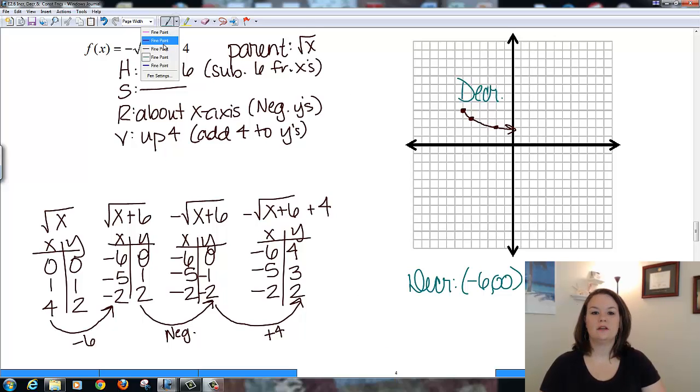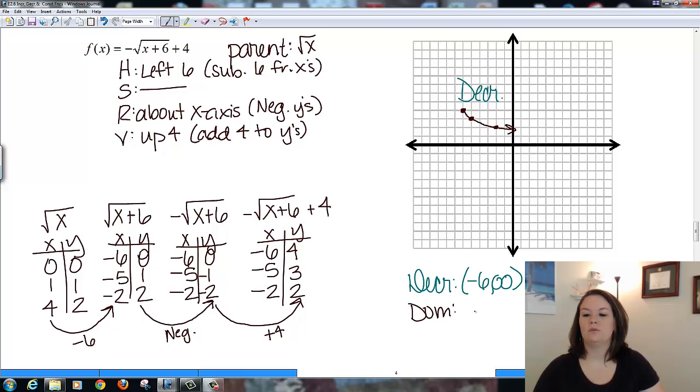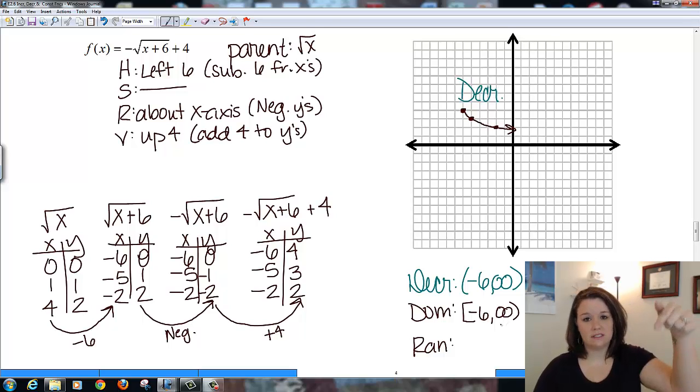Okay. And then I'm going to go ahead and find my domain and range. My domain, again here, it starts at negative 6. I can include it with a bracket on my domain on out to infinity. And my range, I do my lowest y value, which here is going to shoot down to negative infinity, up to my highest y value, which in this case is 4. And I include that with a bracket.